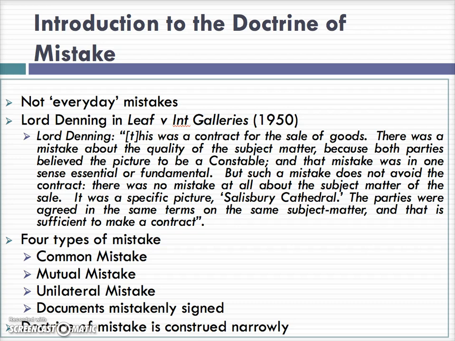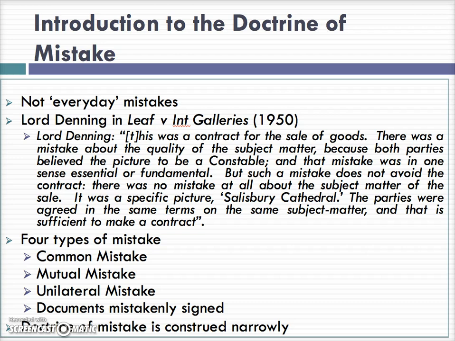Now, in terms of an introduction to the doctrine of mistake, there's a very instructive case that we can look at, which is Leaf and International Galleries. From this case, we will discern that not all mistakes that we would commonly see in everyday life are the types of mistakes that would lead a court to undo a contract. In fact, only very few types of mistake would qualify a litigant to have a contract voided by the court, and that area is very restrictive.